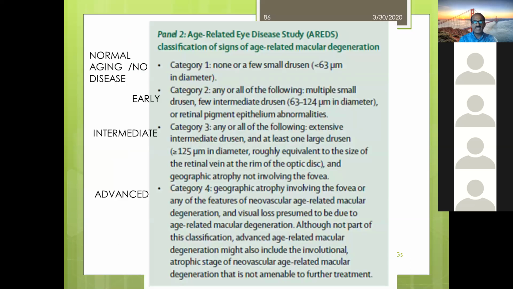Now the AREDS study, done 2 times in 2001 and 2006, had 4 categories. I have mentioned what each corresponds to in the classification. Normal or no aging is category 1, same definition, few hard drusen only. Early is category 2, where there are few intermediate drusen and no retinal pigment changes. Intermediate is one in which there are extensive intermediate drusen or at least one large drusen, and there is geographic atrophy not involving the fovea. Advanced disease is one where geographic atrophy involves the fovea or there are features of neovascular disease.